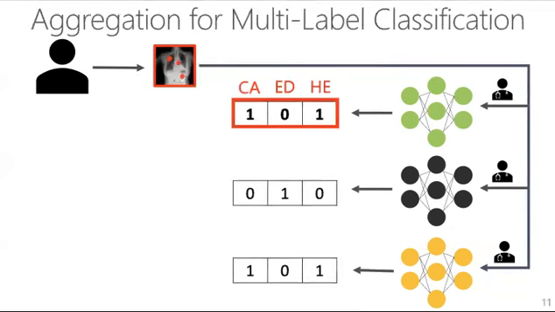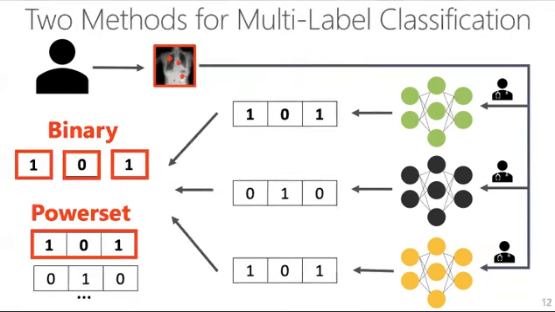Each of the answering parties, shown on the right-hand side, returns a binary vector with values for the three labels. Value 1 denotes a positive vote, and value 0 is a negative vote. There are two methods to aggregate the multi-label outputs. We can consider a single label at a time separately and assign positive or negative value to the label. The other method is Powerset, where we consider the whole binary vector as a single class.